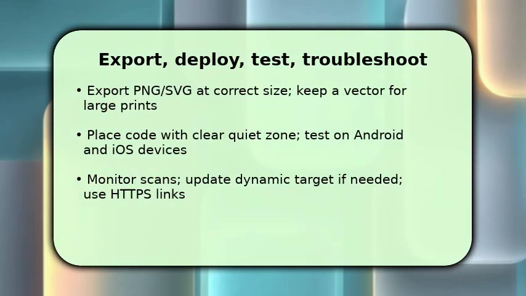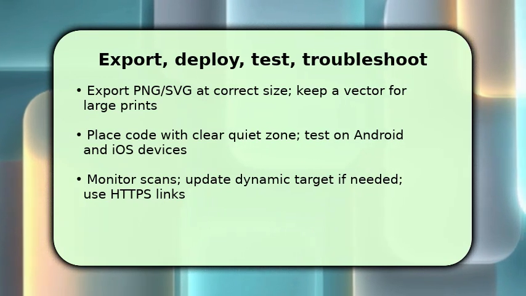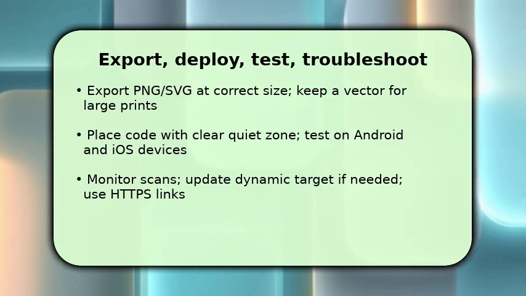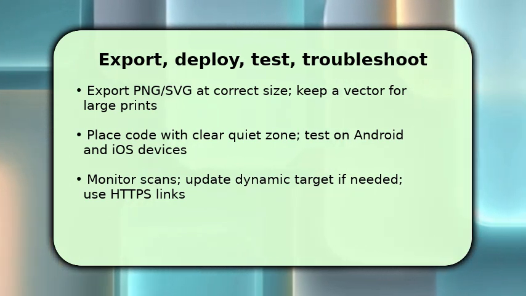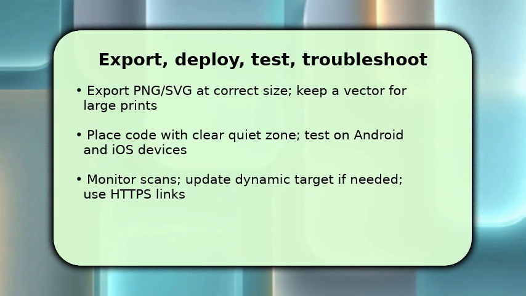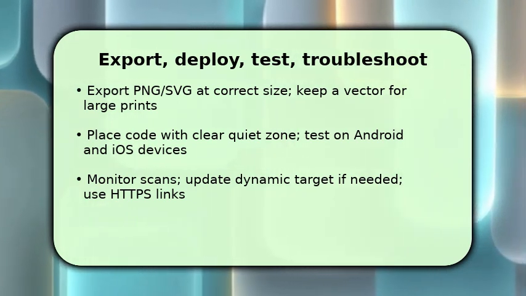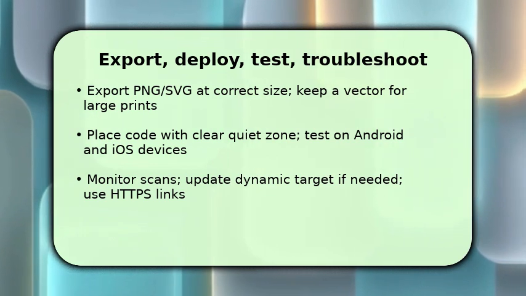Finish by exporting the QR in the appropriate format, SVG for large prints, PNG for general use. Place it with a clear quiet zone and contrasting background, then print or upload to your layout. Test on multiple devices and apps to confirm it opens the video and autoplays when expected.